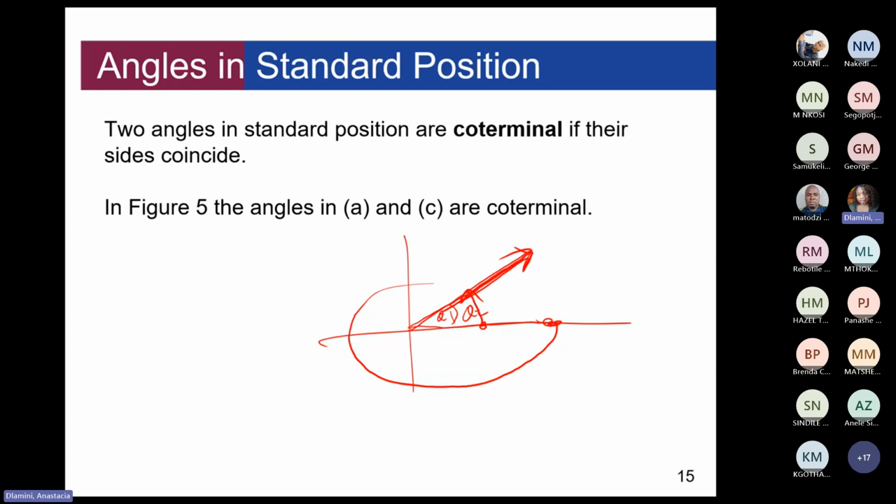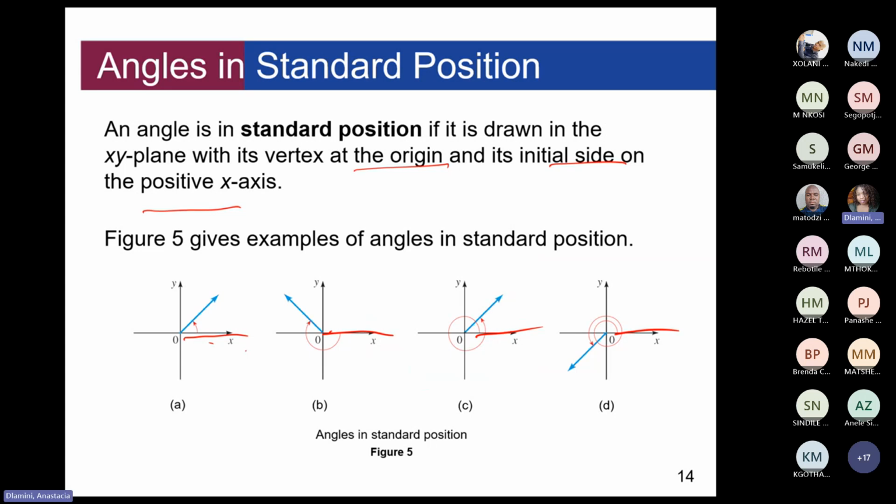So here they're saying that in figure 5, the angles in A and C are coterminal. I want you to understand, because in the exam, if I take out something like this and ask which two angles are coterminal, you should know. Do you see that C? If I move this and put it on top of this, they will all be here. So those two angles are coterminal, even though I moved this one.